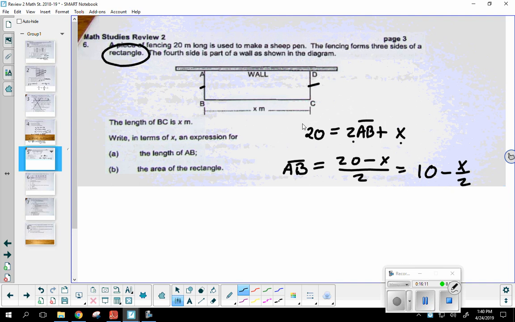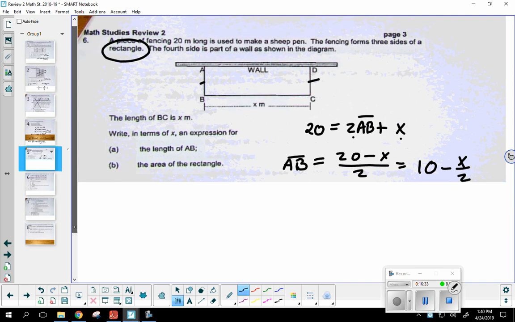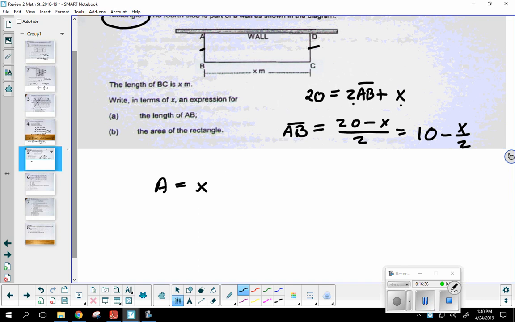All right, so where were we? The area of the rectangle. Well, how do you find the area of a rectangle? Length times width, base times height. So we already know this base right here. We just found that height. So what would you like me to multiply across since we have two versions here? Probably the binomial over there? Okay, Gabby says yes. So the area is going to be x times 10 minus x over 2. And then you can just distribute that. So that would be 10x minus x squared over 2.